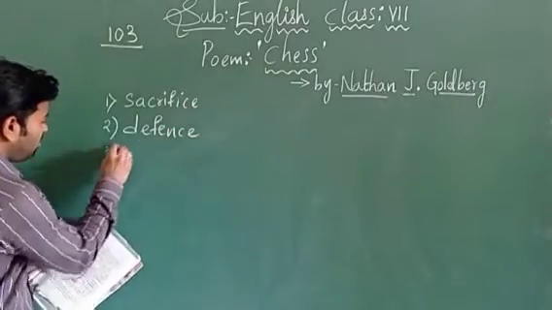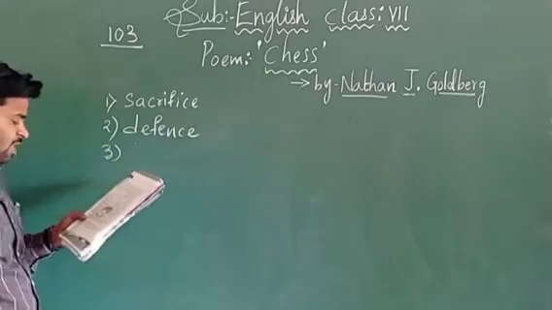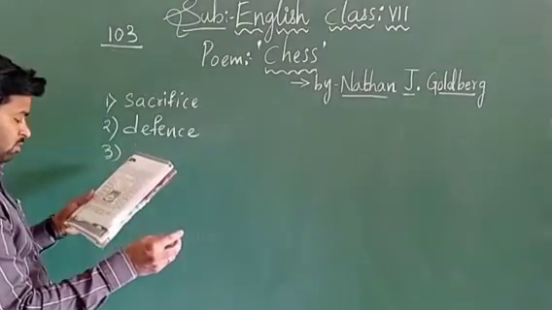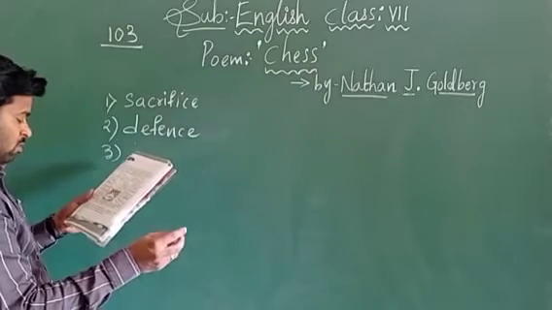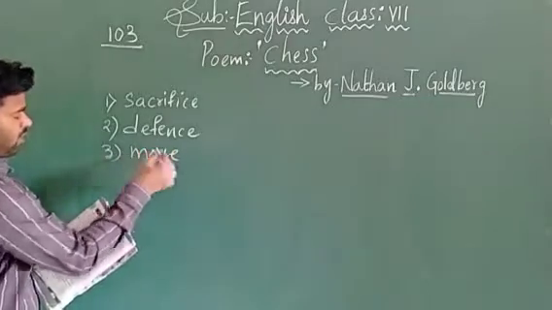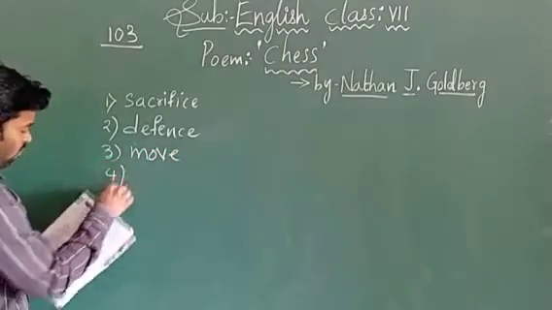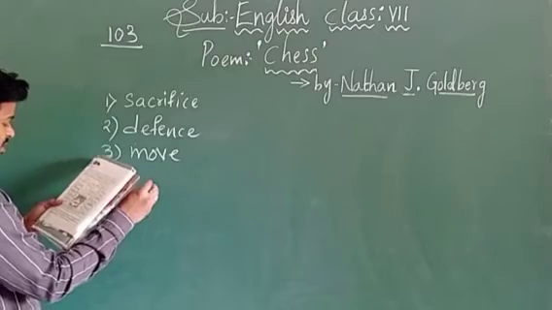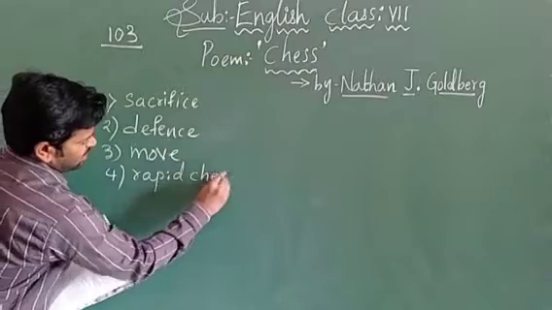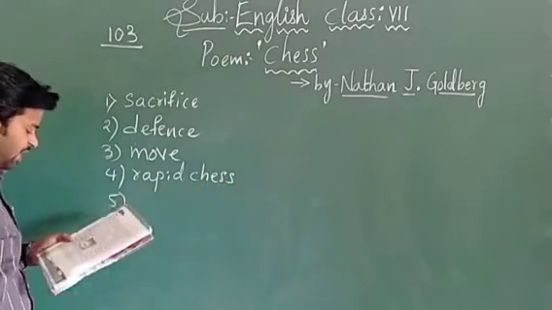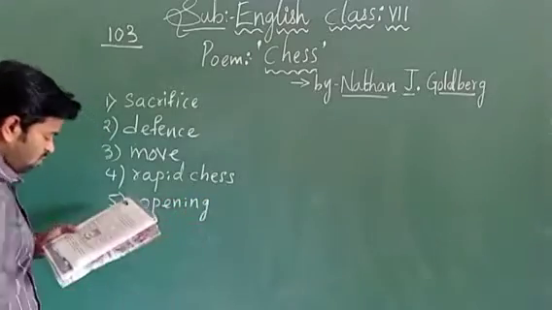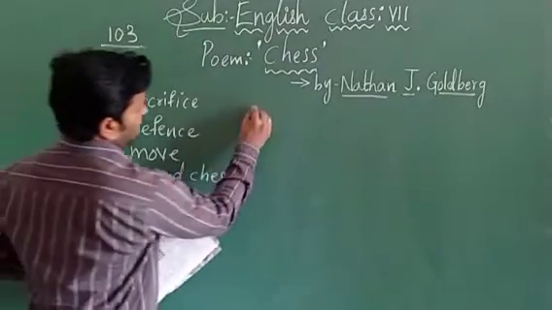Next one, the third one. What is given? Move. M-O-V-E. Move is given. Next one, the fourth one is rapid chess. R-A-P-I-D, rapid chess. Fifth is opening. O-P-E-N-I-N-G. Okay, opening.